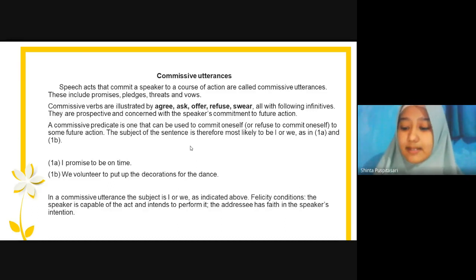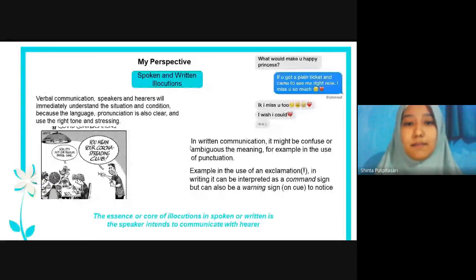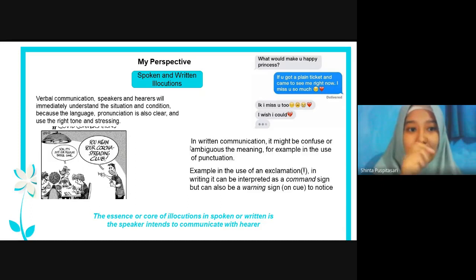All right, the next. This is my perspective, my idea about direct and indirect elocution. I will give a little color in this discussion based on the material. So, in my perspective, direct and indirect can be interpreted as meeting or not meeting, or as spoken or written elocution. The first is verbal communication.